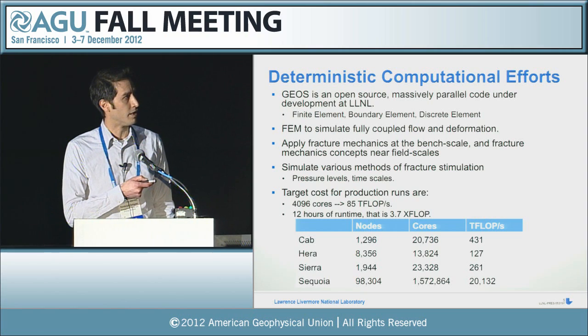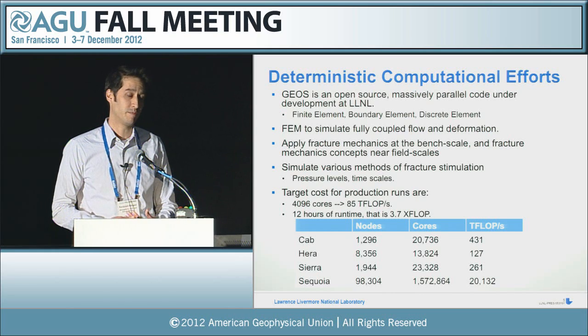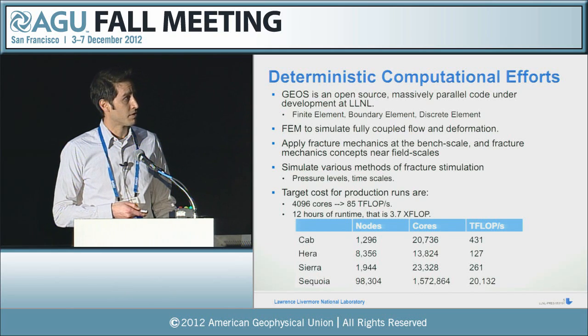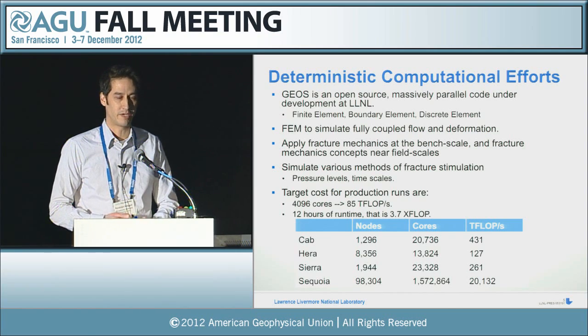And finally, since we're at Lawrence Livermore National Lab, we have significant computational capabilities. So our target for production runs is about 85 teraflops. On 12 hours of runtime, that's about 3.7 billion floating point operations.